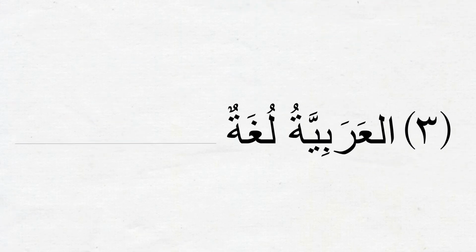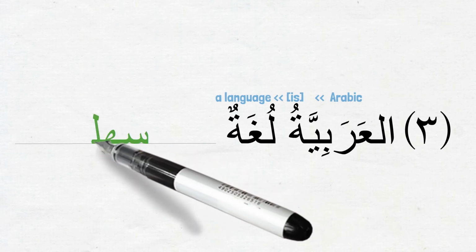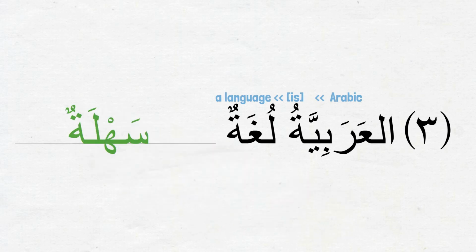Sentence 3. Al-Arabiyatu lughatun. As we just read in the text before this exercise, we can use sahlatun. I hope none of us think Arabic is sa'batun or difficult. So with sahlatun, our sentence will be Al-Arabiyatu lughatun sahlatun. Arabic is an easy language.